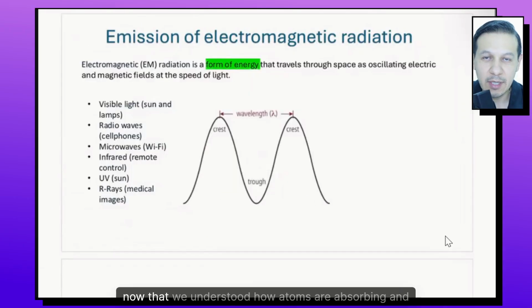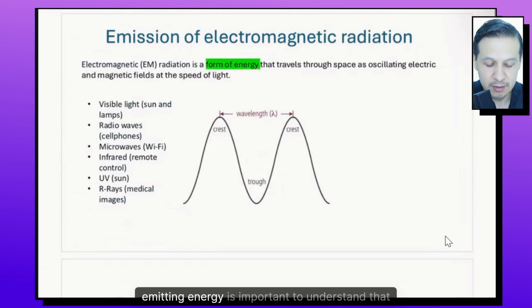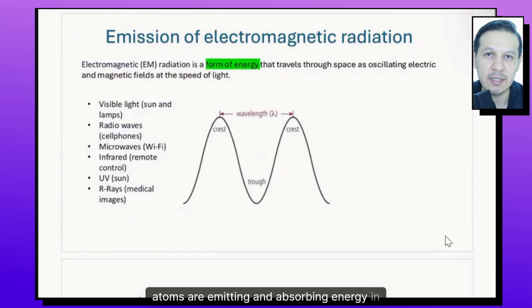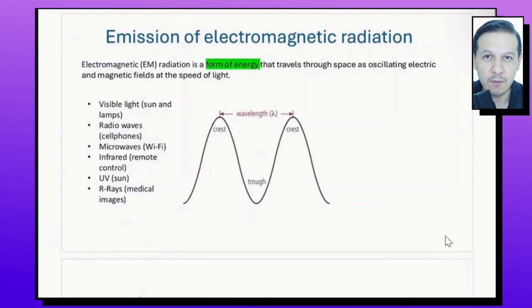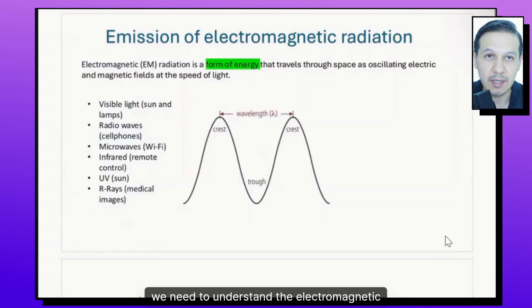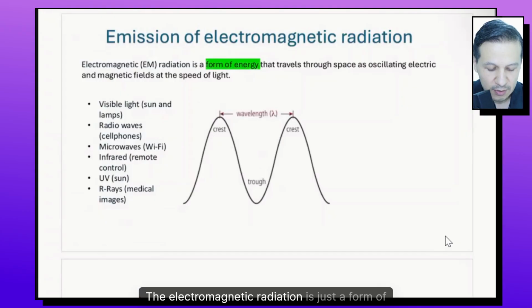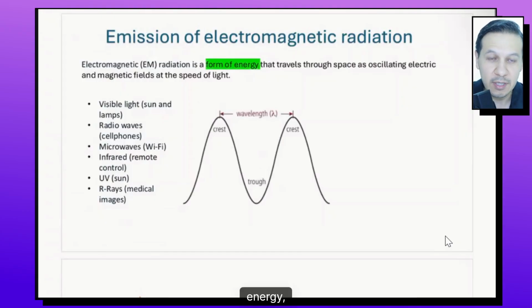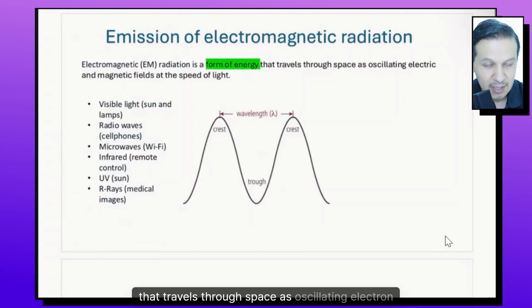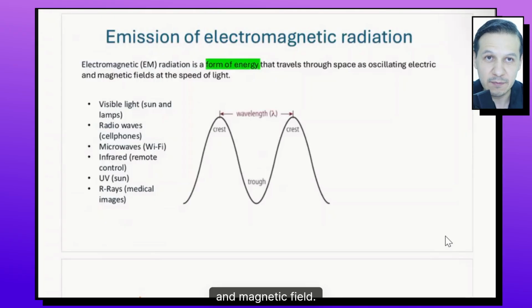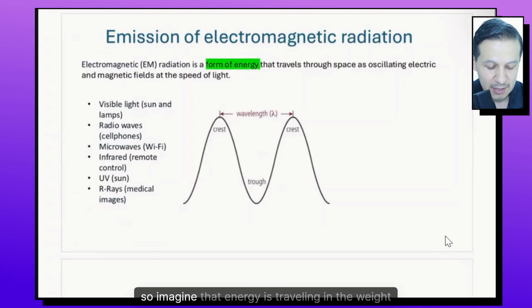Okay, guys, now that we understood how atoms are absorbing and emitting energy, it's important to understand that atoms are emitting and absorbing energy in different frequencies. But before, we need to understand electromagnetic radiation. Electromagnetic radiation is just a form of energy that travels through space as oscillating electric and magnetic fields. Imagine that energy is traveling in the way of waves.